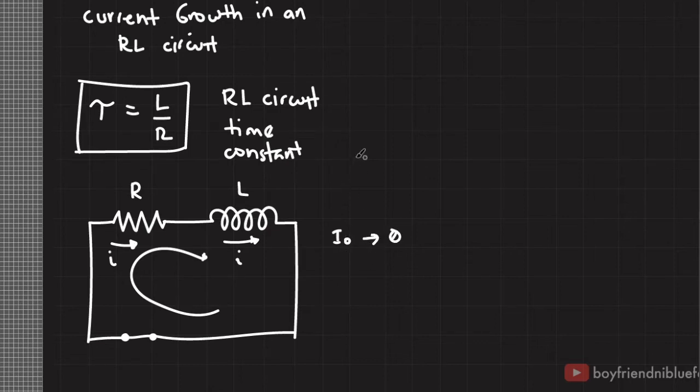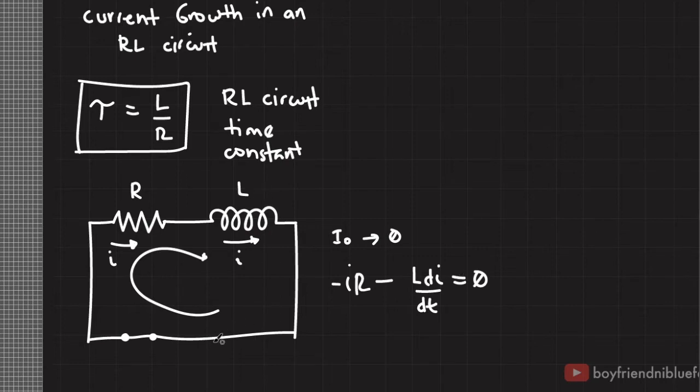So let's derive an expression for the time evolution of the current when we have this circuit. If I write down Kirchhoff's loop rule for this circuit, I have negative IR minus L di over dt equals 0. Notice that the sign here is negative even if the current is decreasing. This is because the inductor expels energy to reduce the rapid change of the current in the system.